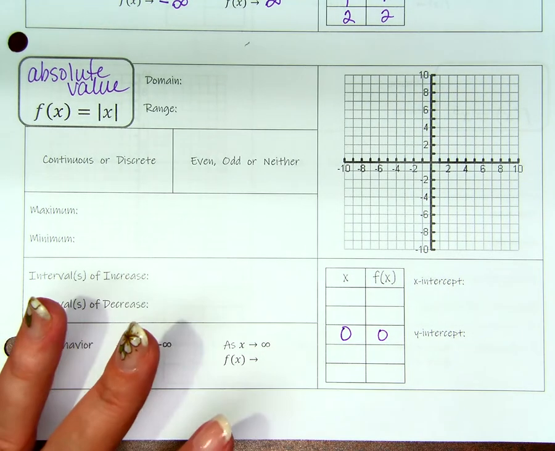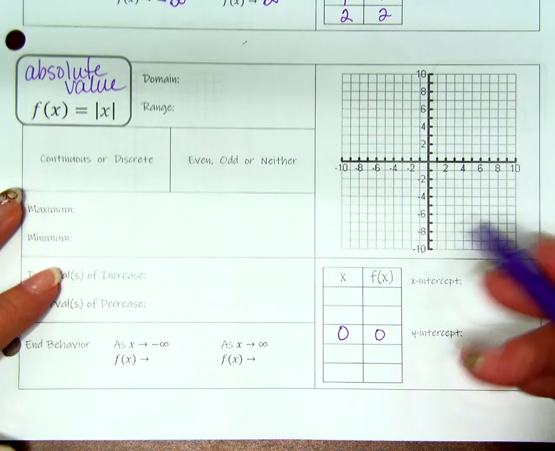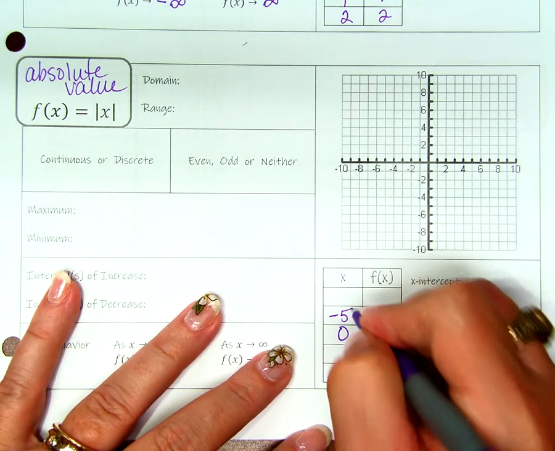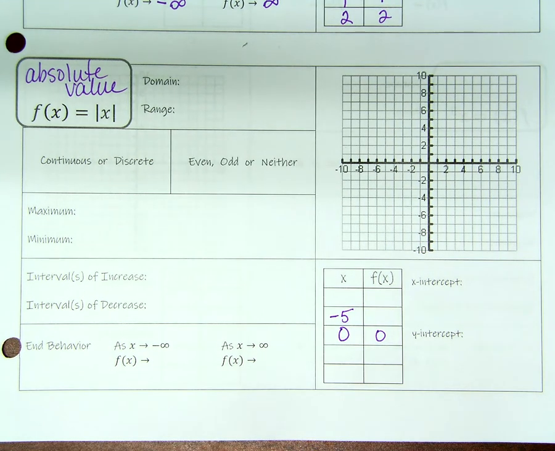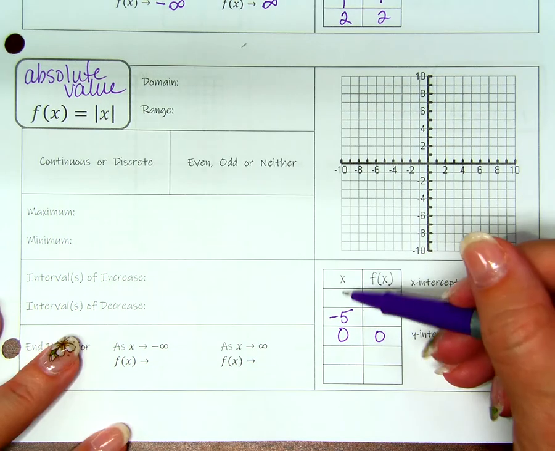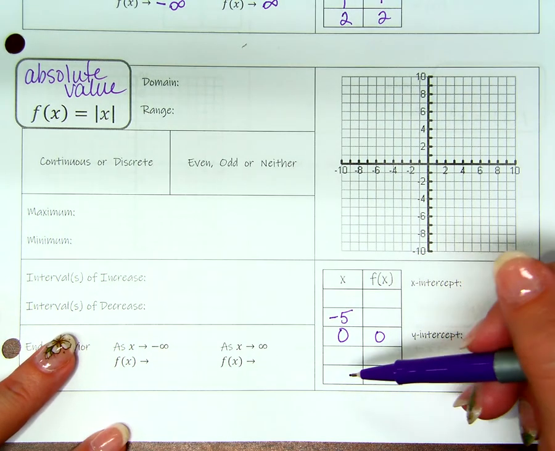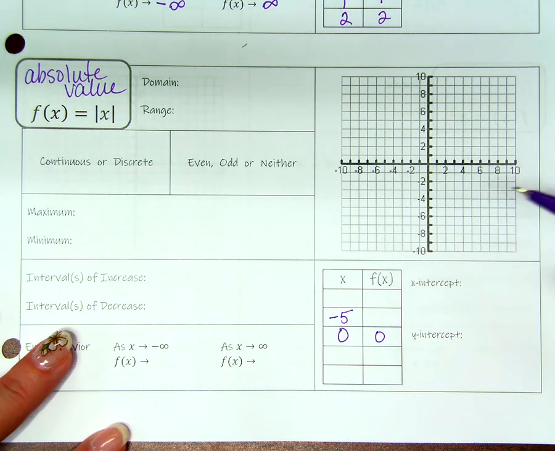What do you want to try next? Negative 1. Why do you want to choose negative 1 next? What if I chose negative 5 next? Is that okay? Yes. What if I put negative 5 right here? Is that okay? No. So, it depends. If I want you to make a typical mathematical table, it's not okay, because typically we go from negative to positive in our x values. But if I don't give you any directions, I don't care how you put your table as long as you get your graph right. Is that fair?